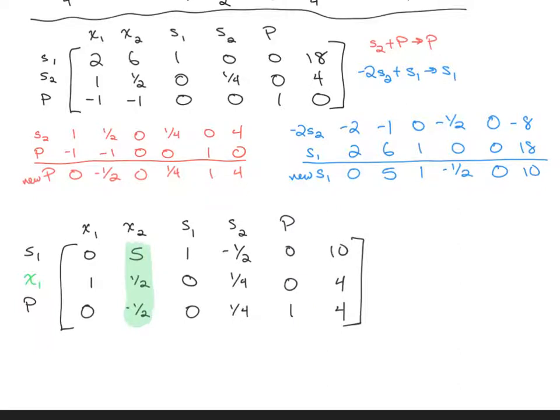Then we have to go off to the right here and divide the last element by the element in that column. So this would be 4 divided by 1/2. And that actually ends up being 8. And 10 divided by 5 is 2. So you still want to pick the smaller value. In this case, the 2, which means the pivot position is the 5 here.